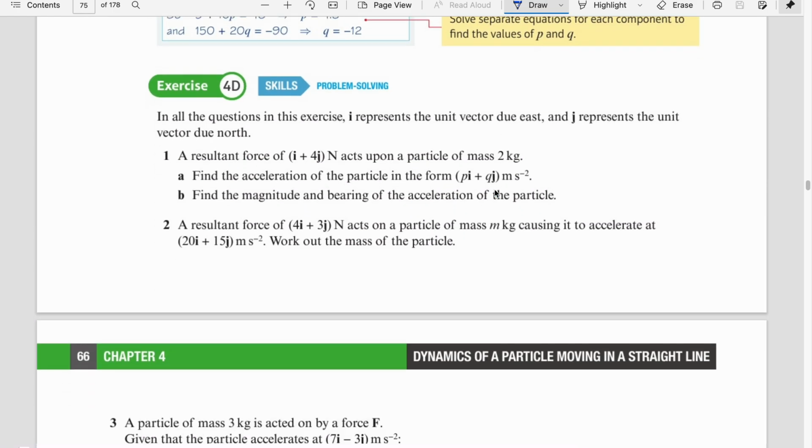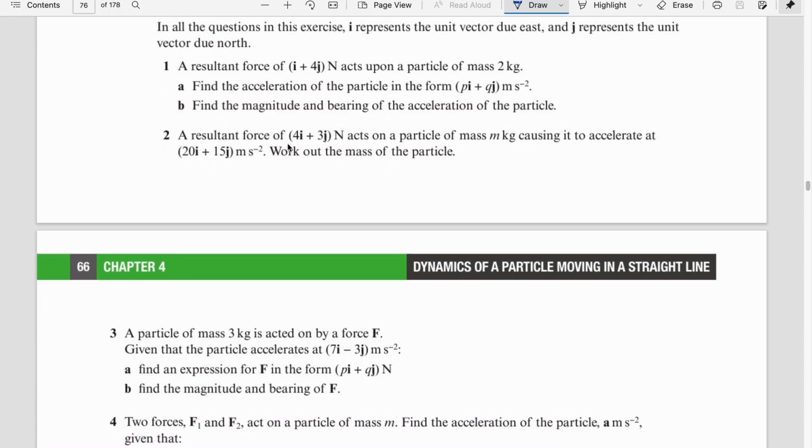Let's see what the exercise has. In all the questions in the exercise, i represents due east and j represents due north. A resultant force of i plus 4j acts upon the particle of mass 2 kg. Find the acceleration of particle in this form. Again, F equals ma. Force is given, i plus 4j is equal to mass is 2, and acceleration is unknown. So we divide by 2 on the other side. 1 by 2 i plus 2j is the acceleration.